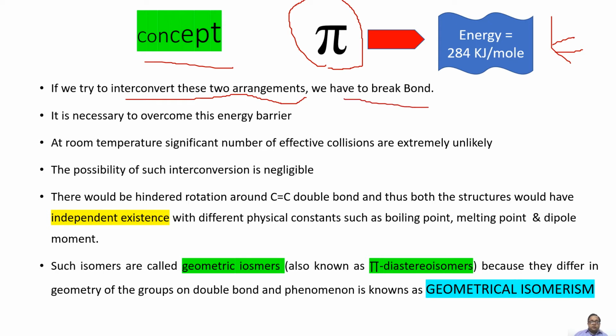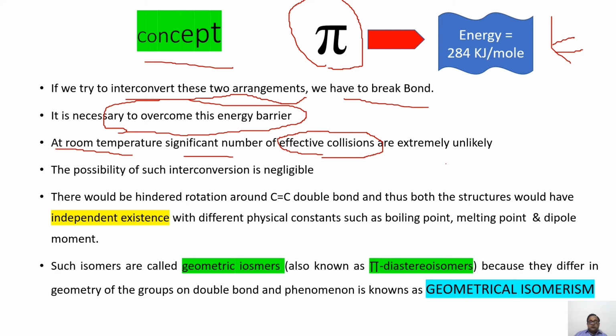Now, the question is how we can break this bond. So we need to overcome this energy barrier, and the required energy to overcome this energy barrier comes through the effective collisions that take place inside the molecule at room temperature. But in this case, the significant number of effective collisions is very small. They are extremely unlikely. So the possibility of such interconversion is reduced, that is, it is totally negligible.